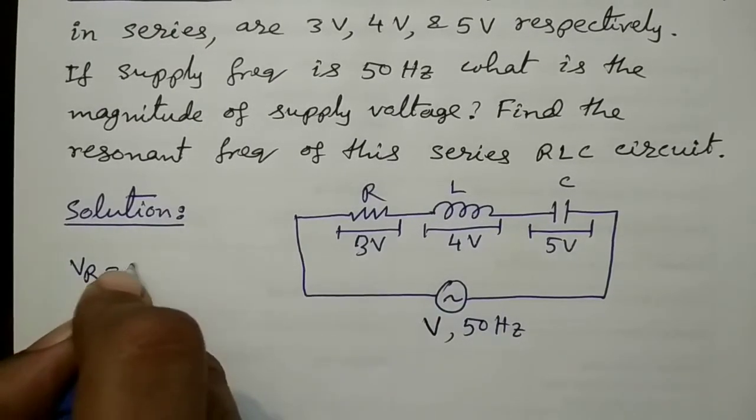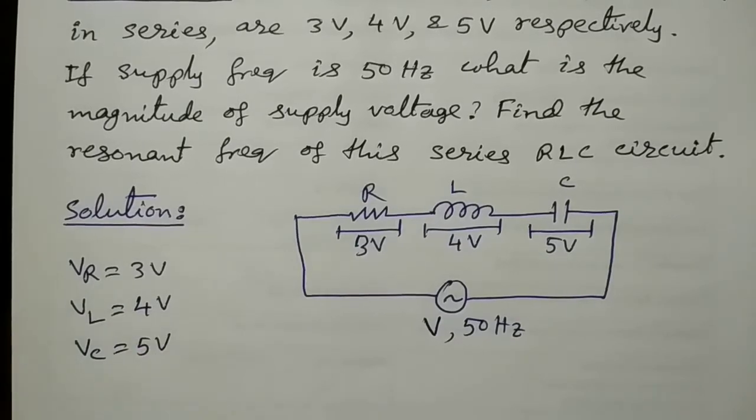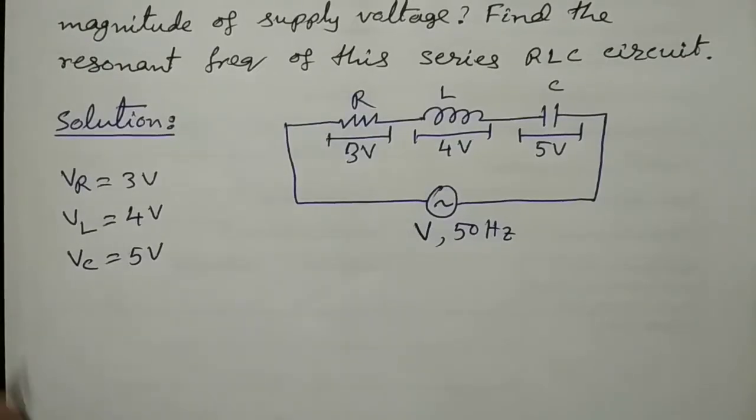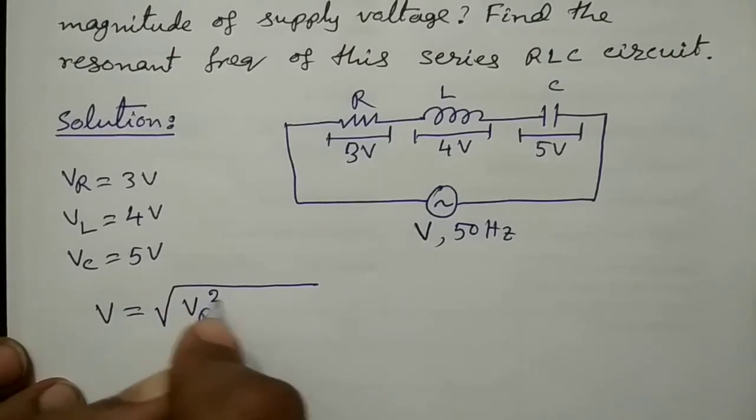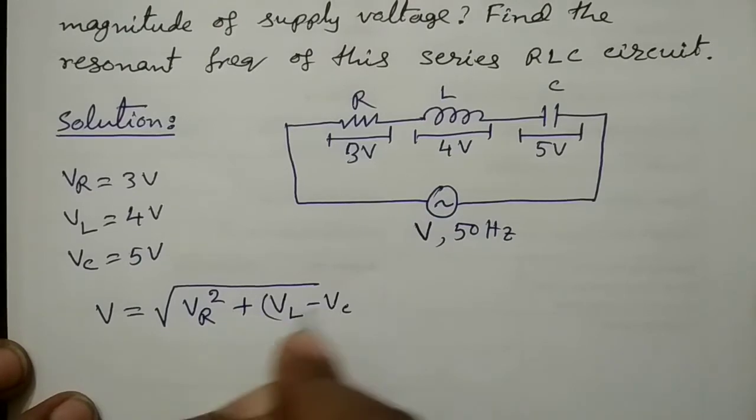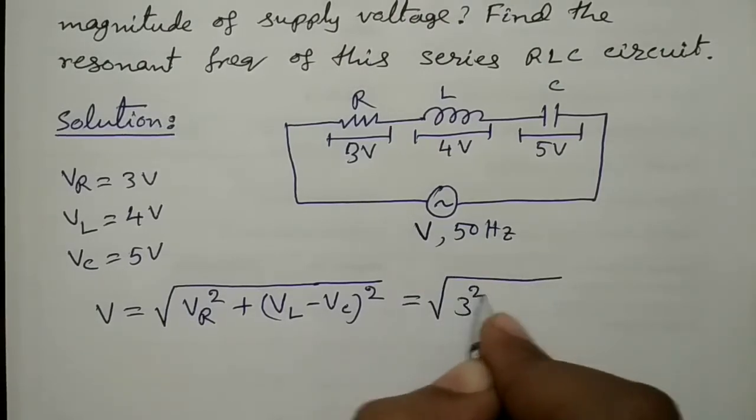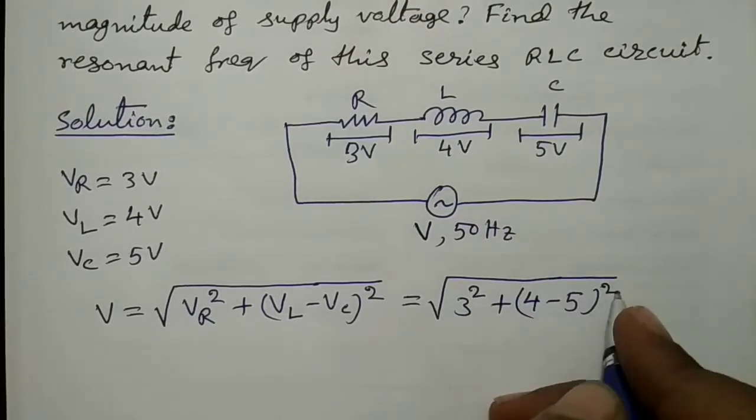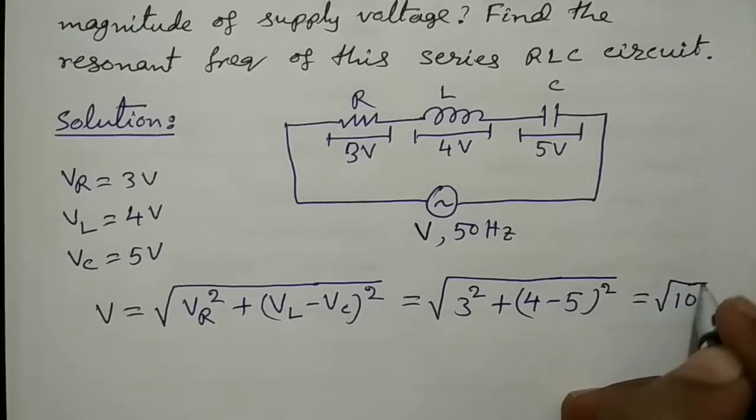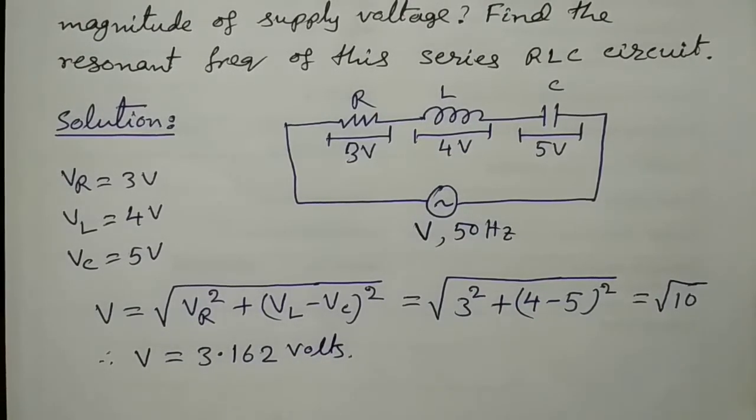So VR is 3 volt, VL is 4 volt and VC is 5 volt. We know that in a series RLC circuit, the supply voltage is given by the square root of VR square plus VL minus VC whole square. So put these values, it will be the square root of 3 square plus 4 minus 5 whole square. So that will be square root of 10. So finally the value of supply voltage is 3.162 volt. So this is the supply voltage.